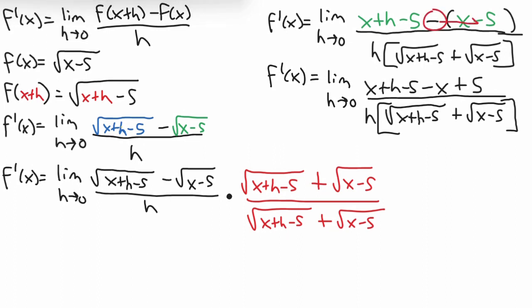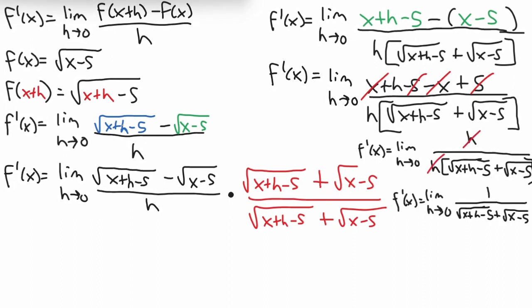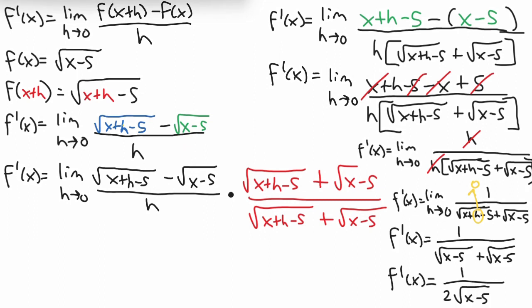Multiplying the negative through the parentheses gives us this, and then we can get the x's and the 5's to cancel. So if you simplify, we get this. Now we can cancel these h's. After canceling the h's, we get this. Now let's plug in 0 for h, which gives us this, which simplifies to this.